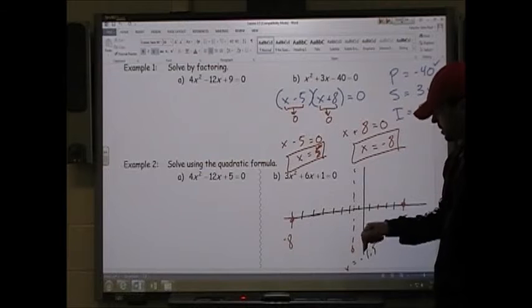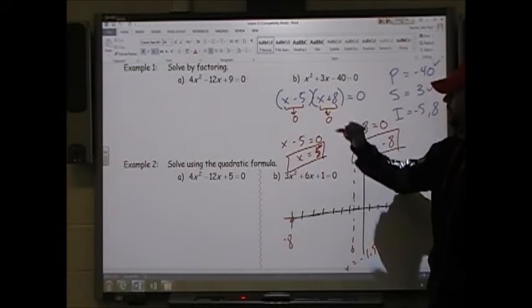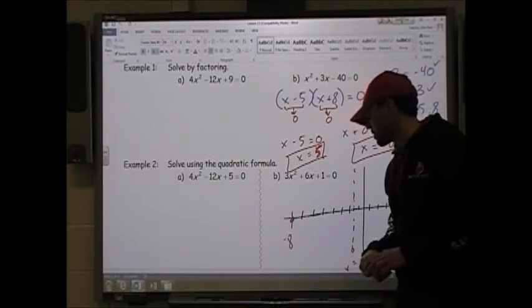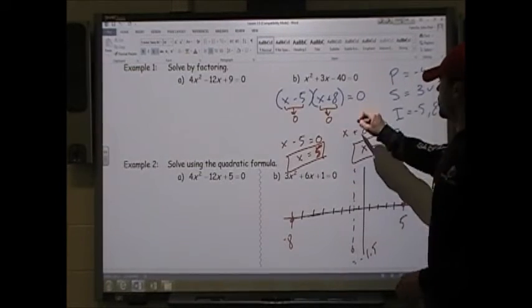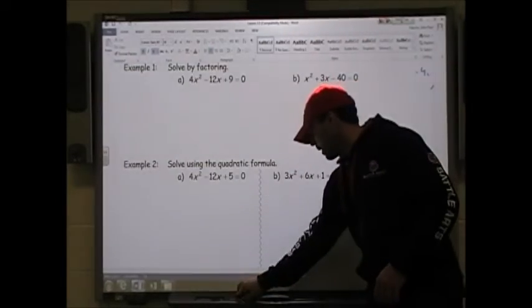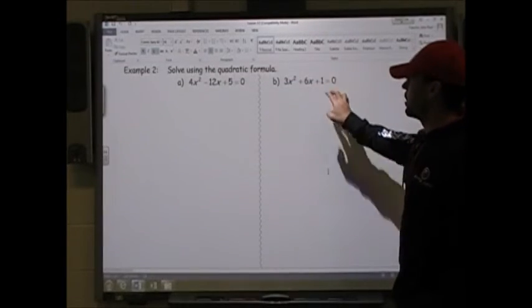Obviously, the vertex is going to be somewhere down here because it opens up, because the number in front of x squared is 1. But that's just a little bit above and beyond of what we're doing here. Right now, we're just looking for the x-intercepts, unless they ask us for more. So let's take a look at this one.